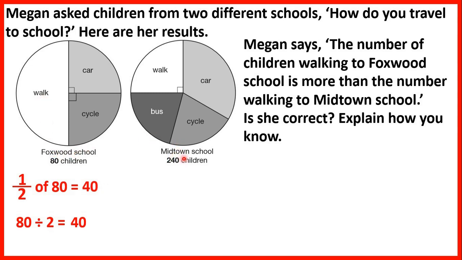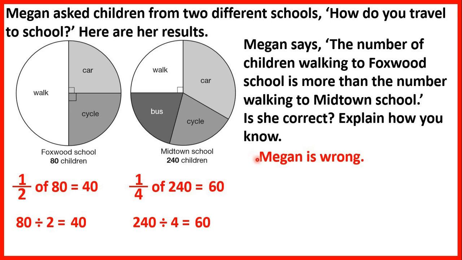So now let's find out how many walk to Midtown School. On this pie chart, we can see that we have a right angle for walk, and remember, a right angle is a quarter of a turn. So because there are 240 children in Midtown School, and we have 1/4 that walk, we need to find 1/4 of 240. To do that, we divide by the denominator, and 240 divided by 4 is 60, because 24 divided by 4 is 6, and if we have an end zero in our dividend, we need an end zero in our quotient. So 1/4 of 240 is 60.